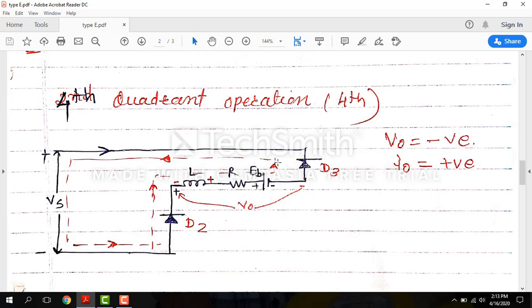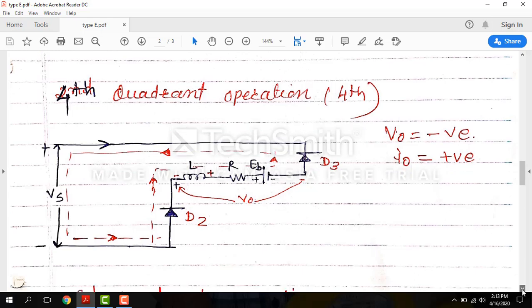Now the direction of current you can see here is again the same as the assumed direction, so the current is positive. The supply negative terminal gets connected with this positive and the positive is connected to the negative. That means you will get a negative output voltage. So V0 is negative and I0 is positive. This is the fourth quadrant operation, where the inductor releases the energy.